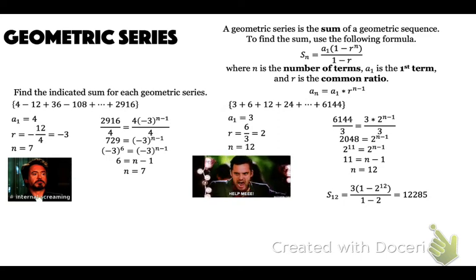Now we can go through and figure out what our sum is. So that's going to be 4 times 1 minus negative 3 to the 7th, all over 1 minus negative 3. Which is 2,188. Booyah. Shakalaka. All right.